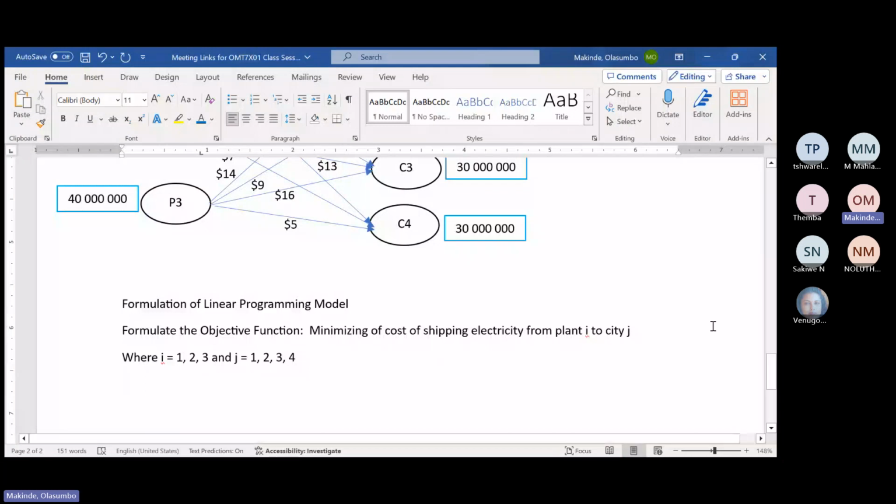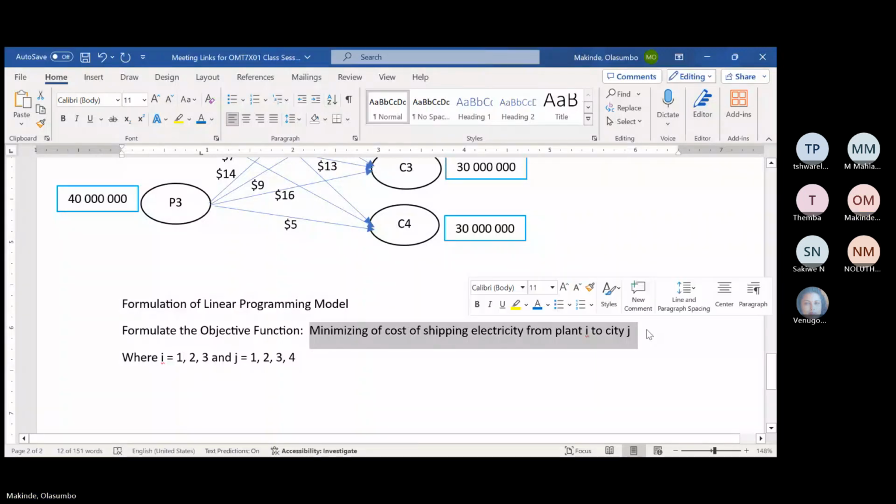So that is what we are trying to do. And how do we formulate the mathematical expression of this? That is the question. To be able to know the mathematical expression that will help us minimize the cost.